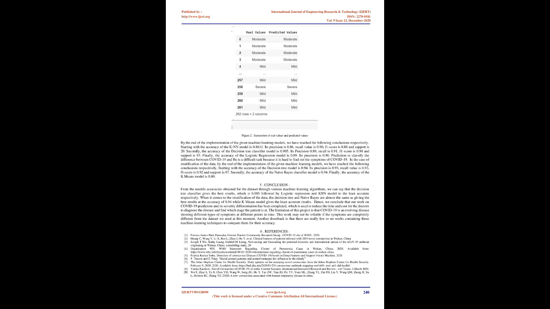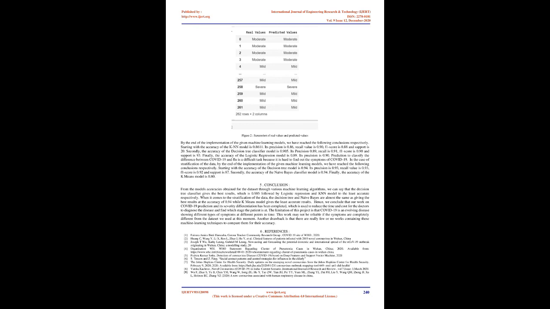Starting with the accuracy of the decision tree model is 0.94. Its precision is 0.93, recall value is 0.93, F1 score is 0.92 and support is 87. Secondly, the accuracy of the naive Bayes classifier model is 0.94. Finally, the accuracy of the k-means model is 0.80.